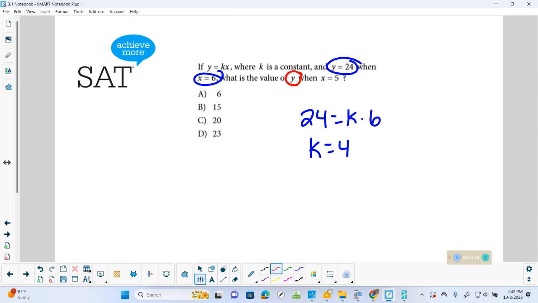What is y? Okay, I know k is 4 now. I got it. When x is 5. Oh, I got it. What's 4 times 5? 20. See. Too easy, too easy. Just a little wordy SAT type of problem to practice.